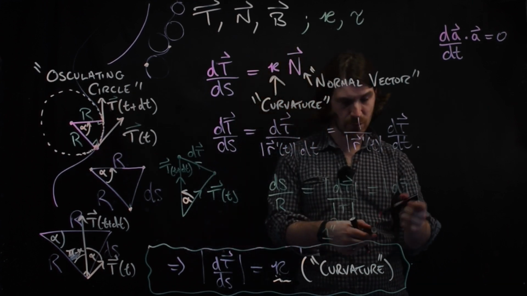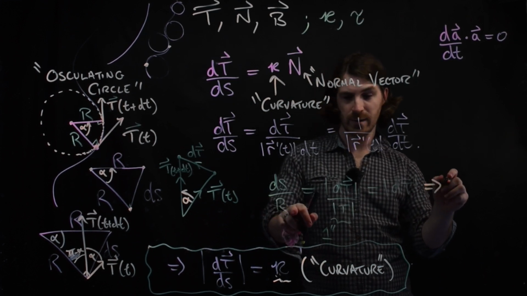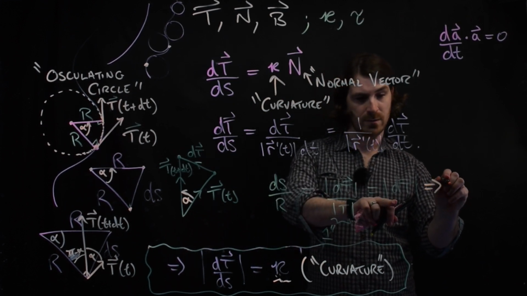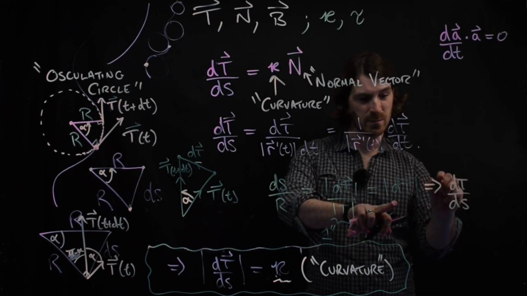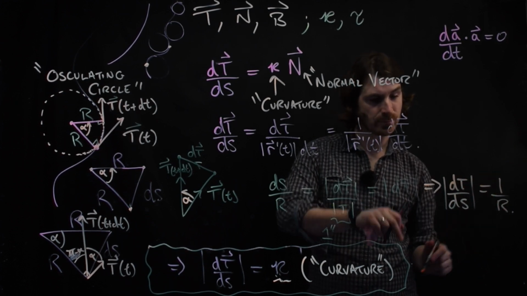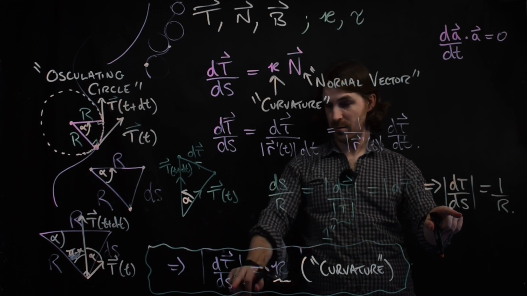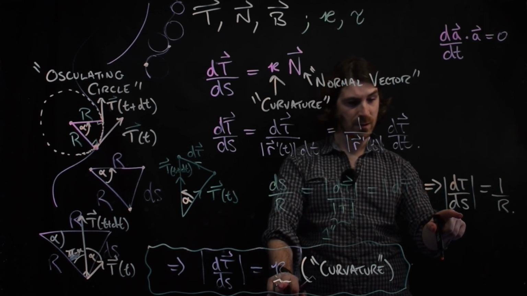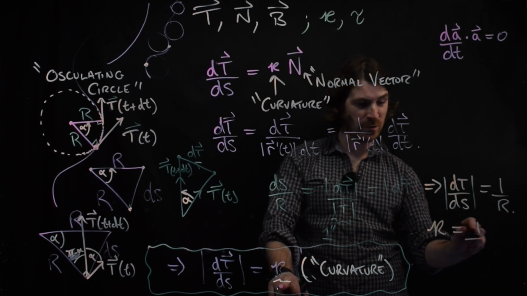Okay, so therefore we find that the magnitude of dT/ds equals 1 over r. But this dT/ds is nothing other than our curvature. So we find that here our curvature equals 1 over r.